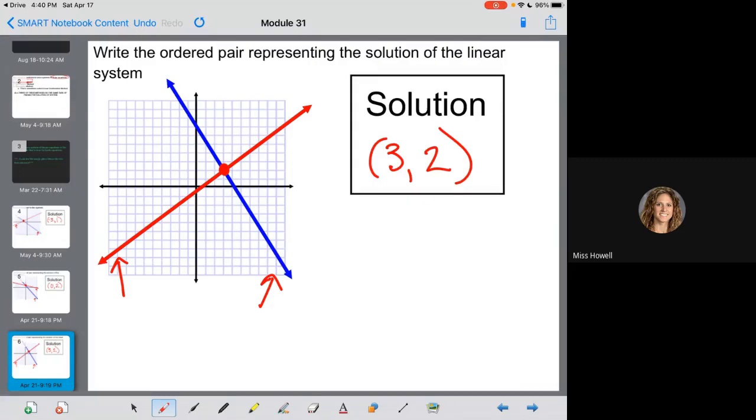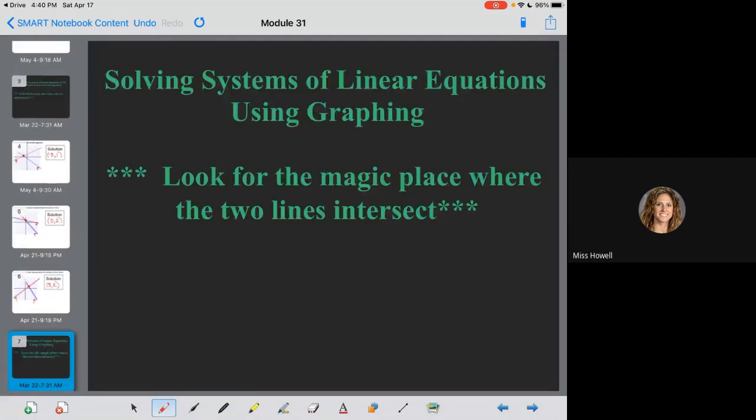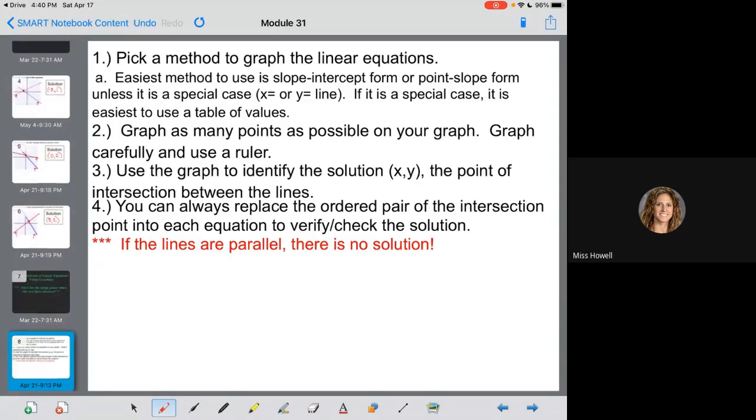Our goal for today is, if I'm given a system, can I create the graph? And then using the graph, can I find the ordered pair that is a solution to the entire system? It's always going to be that place where our lines cross or intersect, because that is the only point that works for both lines in that system. So our steps for today: graphing our system and finding the solution by locating the place where our lines cross or intersect. Now we have a bunch of methods that help us graph our linear equations.